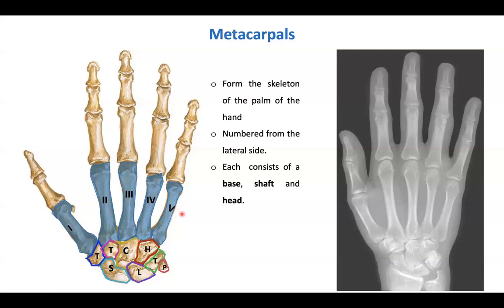So these are long bones. Each of them has a base, a shaft, and a head. The base, as you see, articulates with the distal row of carpals, and it will form the carpometacarpal joint. Very simple, between carpals and metacarpals, carpometacarpal joint. And their head articulates with the proximal phalanges, and it will form the metacarpophalangeal joint. The joints are named based on the names of the bones, metacarpophalangeal joint.